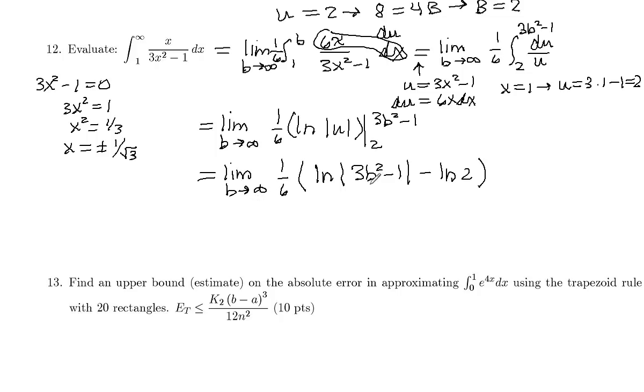So as b goes to infinity, the 3b squared becomes infinite, minus 1. That's still, this inside here is approaching infinity. And if you take the log of something that's approaching infinity, then that's going to go to infinity. So this whole piece also approaches infinity. And then the log of 2, or the log of the absolute value of 2, we really don't need the absolute values there because 2 is positive. That's just a number. So infinity minus a number is infinity, times a 1/6, still infinity. So this guy diverges.